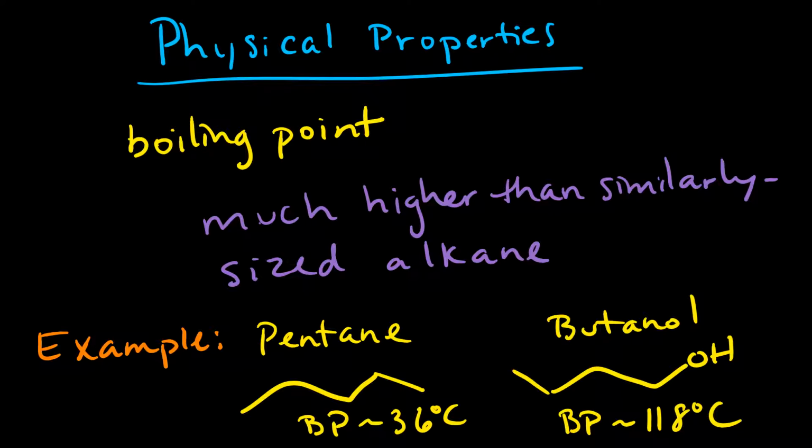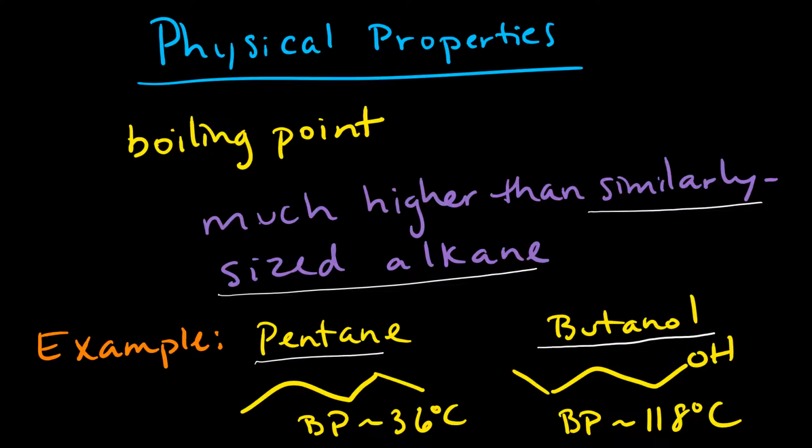As far as boiling point goes, alcohols are going to have much higher boiling points than a similarly sized alkane. So if you compared, say, pentane, which should exhibit about the same amount of dispersion as butanol, you can see drastic differences in the boiling points. The alkane is way down at 36, while the alcohol is up at 118. So that's that hydrogen bonding that's coming into play there.